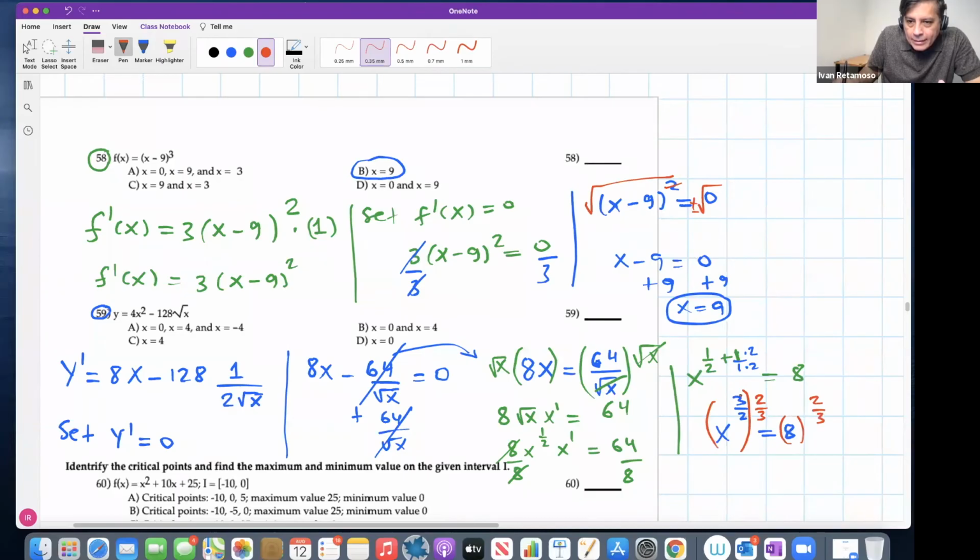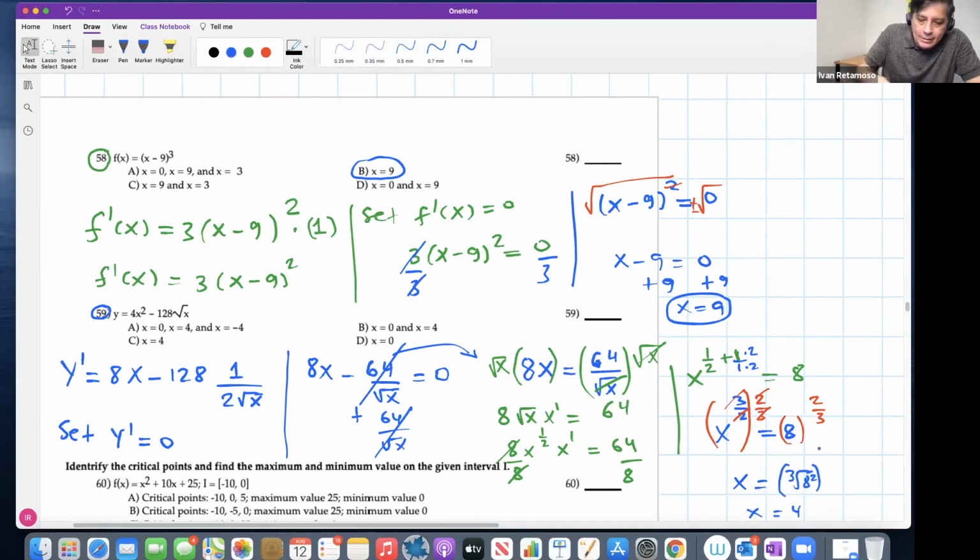Wow, Professor, a lot of algebra. I know, guys, it's the way it is, right? This 8 raised to 2/3 is cube root of 8 squared, or cube root of 8 squared equivalent, right? Cube root of 64 is just 4.